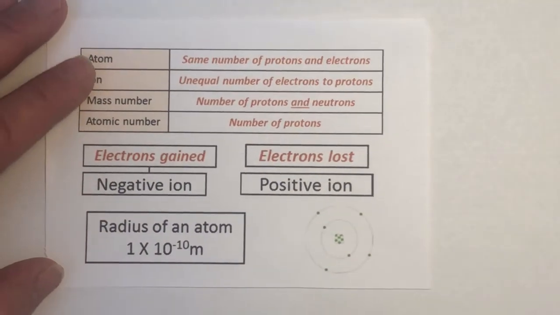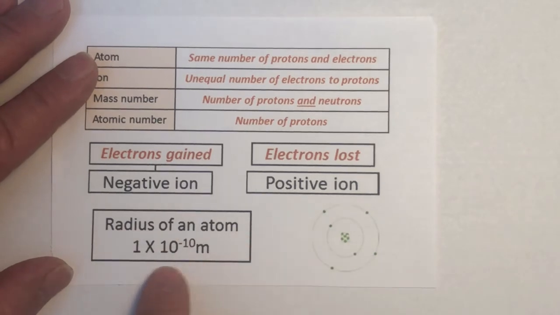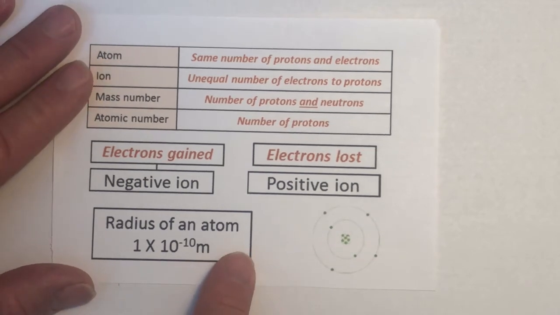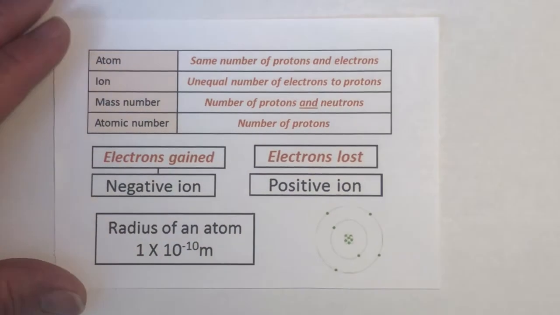Now, as an additional piece of information here, we've got the radius of an atom. The radius of an atom is 1 times 10 to the minus 10 meters. Now, you'll never get asked that, okay, but it's just one of those facts that's quite interesting to know.